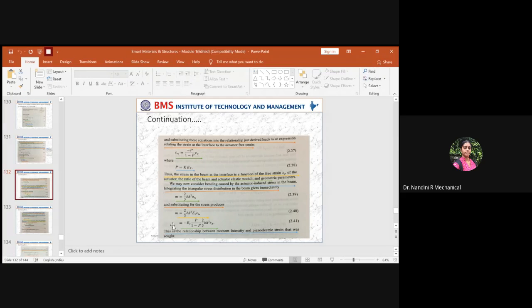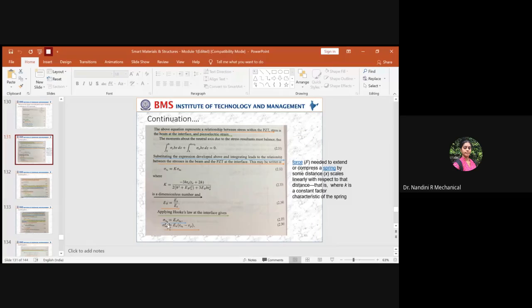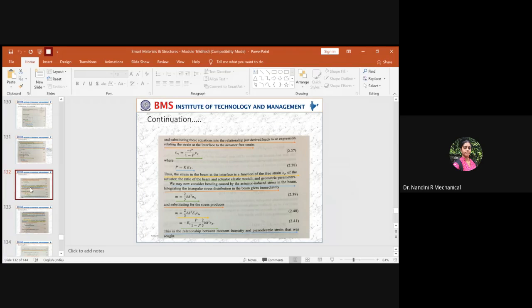That will also come in the next slide. Before going to that, you should know how to use the derived equations with respect to Hooke's law, so that you will get the relationship between strain and stress across the interface.